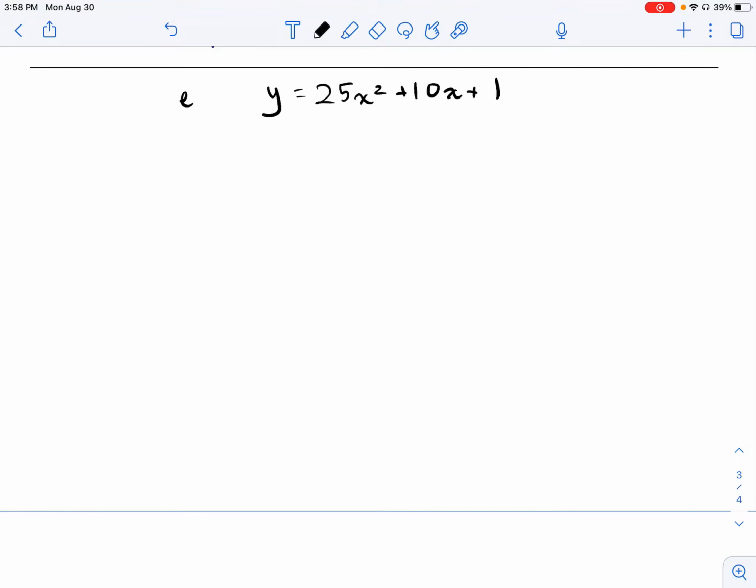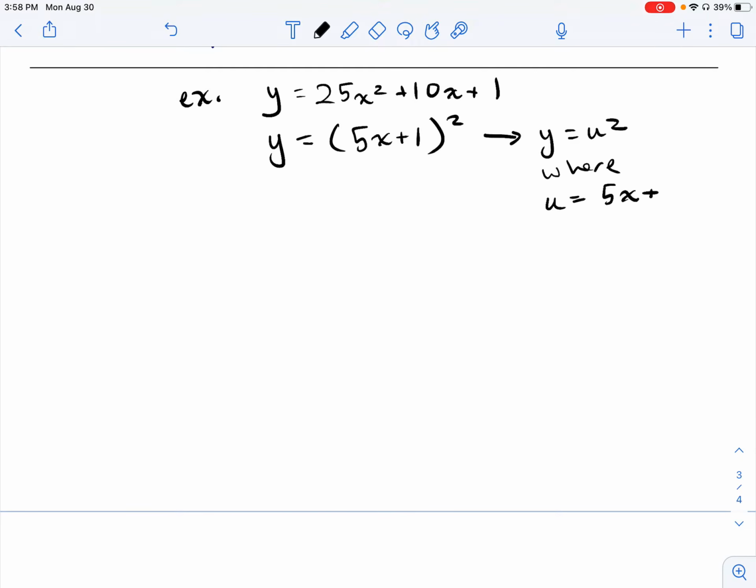Now, try to think about this as a composition function. How can we rewrite this so it's a composition function? We would say y is equal to 5x plus 1, all squared. This is one way of doing it, not the only way, but it's pretty easy because we can rewrite this as y is equal to u squared, where u, our inner function, is 5x plus 1.